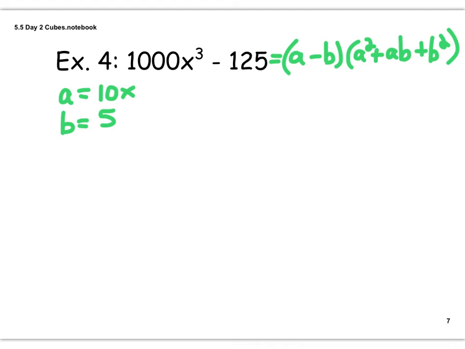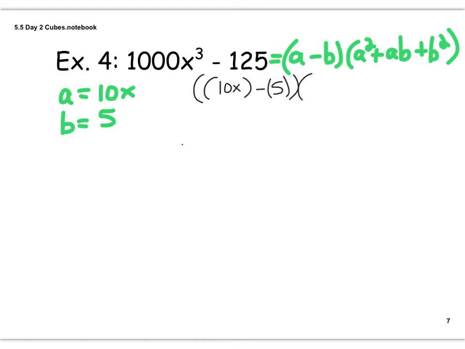All right, let's kind of hold this down. I'm pretty sure I can do a finer tip. Let's do a finer tip. There we go. I need a finer tip. Let's go to that one. Okay, so a is equal to 10x, so I've got 10x minus b, which is 5.